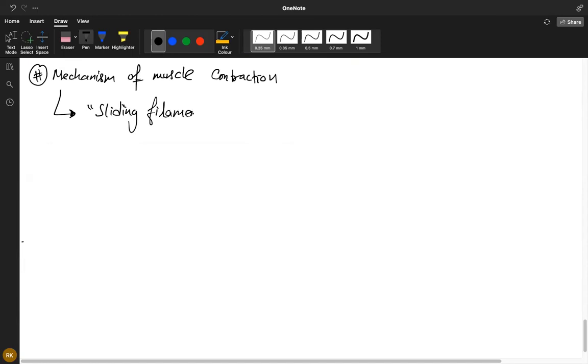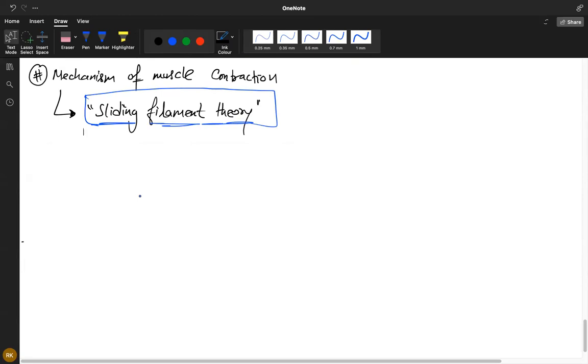Sliding filament theory. Now, this word must have given you some idea in itself. There are two filaments we know, actin and myosin, and they are sliding over each other. That's how muscle contracts and relaxes.